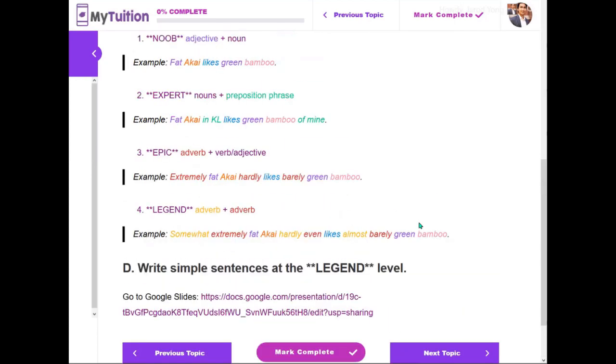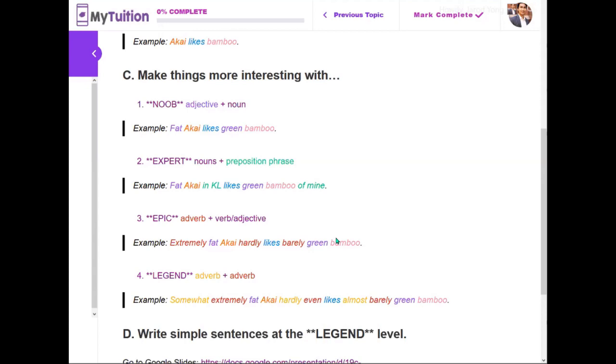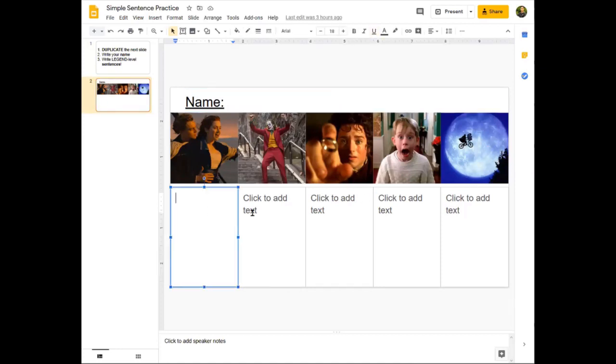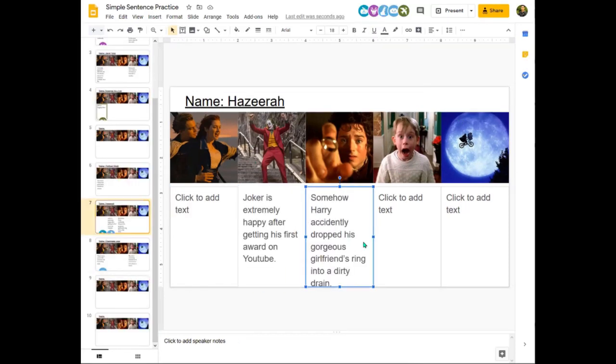Now, I don't know your level of English. You know yourself the best. Try to challenge yourself. If you find level 2 challenging for you, do that. If you find level 3 challenging for you, do that. If you look here, I've prepared a worksheet where you put your name up here and you type sentences down here based on the picture from a movie. Somehow, Harry accidentally dropped his gorgeous girlfriend's ring into a dirty drain.